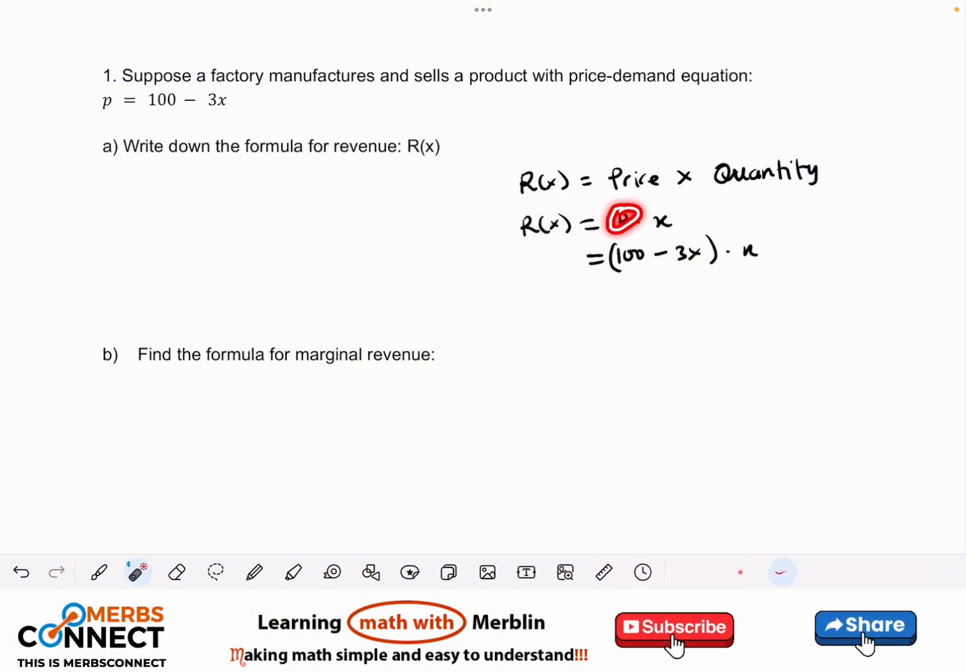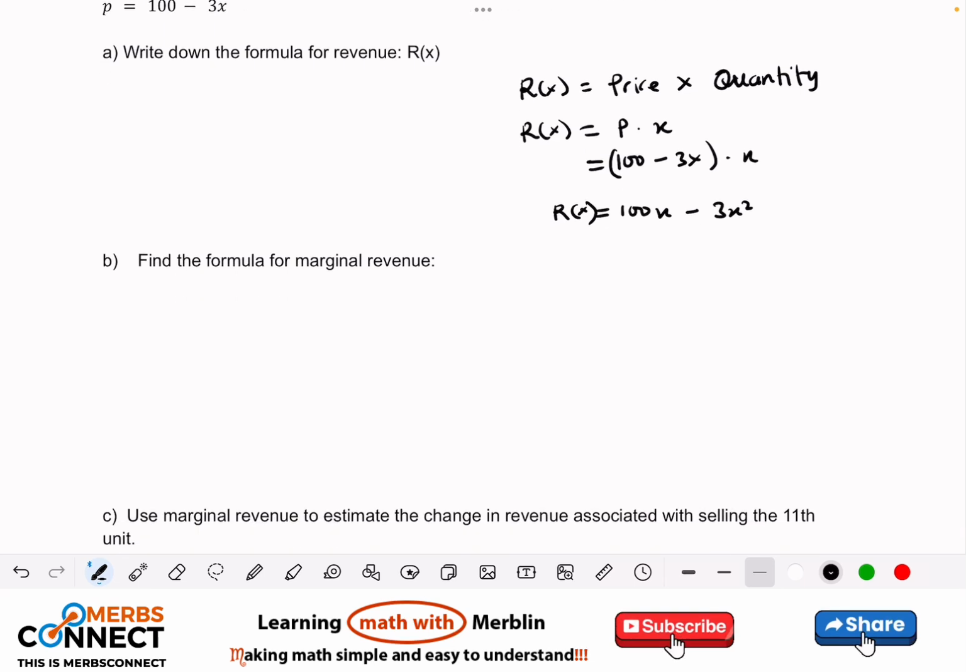So this P here is equal to what is in the parentheses here from the information given. Then we can distribute the X through. So we are going to have 100X minus 3X squared. X times 100 is 100X. X times 3X is 3X squared. So this is the revenue function.